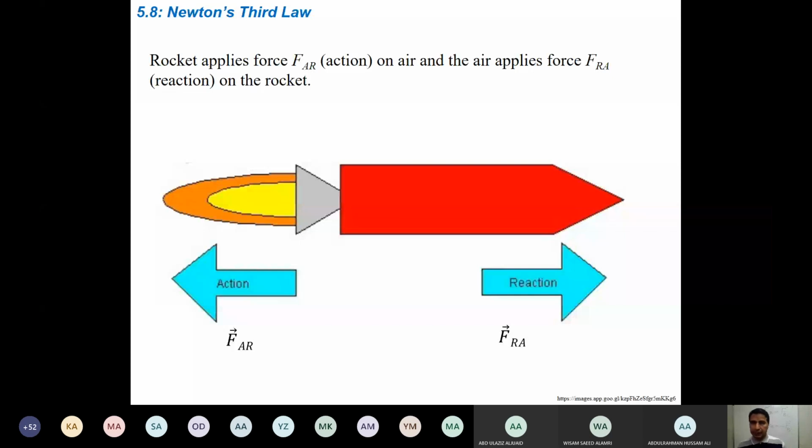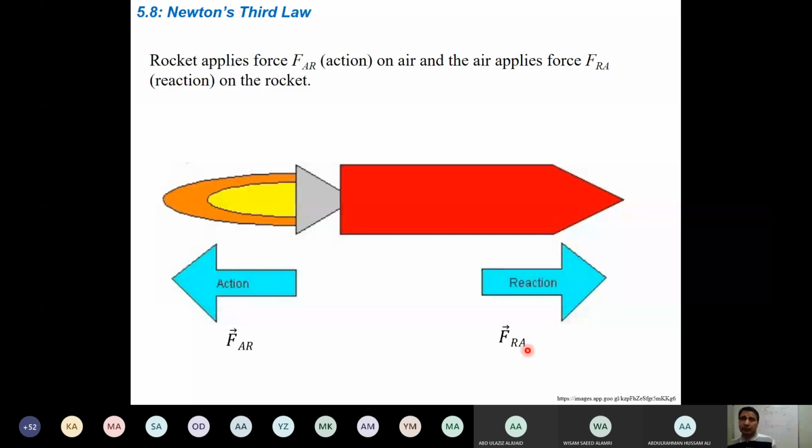So the action part is when the rocket is ejecting the gases, and the reaction part is when the rocket is moving under the action of that force. Okay, so this is the action and reaction, and again you are seeing the notation here, like the force on the air from the rocket, right? And then this is the force on the rocket from the air. The notation is again switched over, like the RA and AR. These are the two different notations, okay?